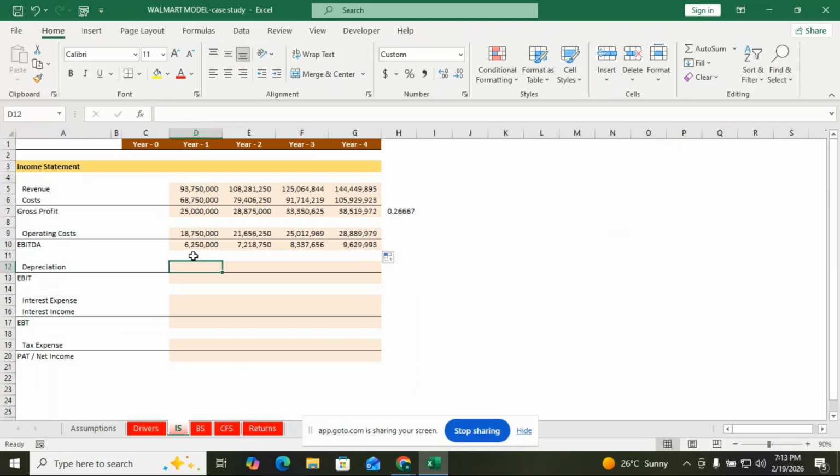Are you able to get the EBITDA, earnings before interest, tax, and depreciation? Yes, ma'am.